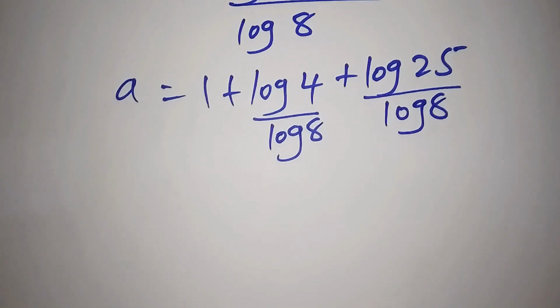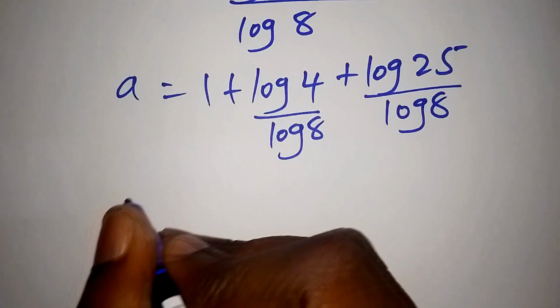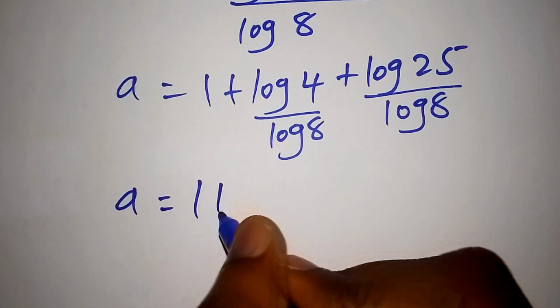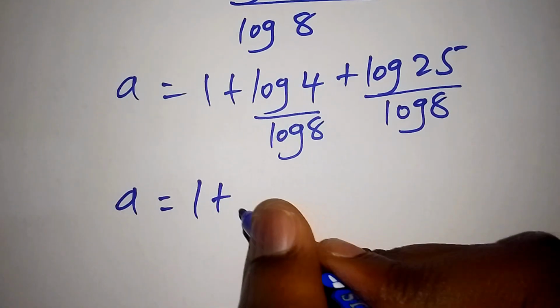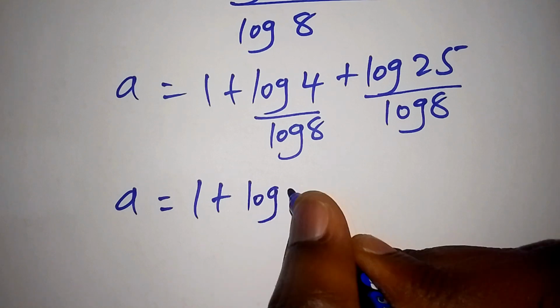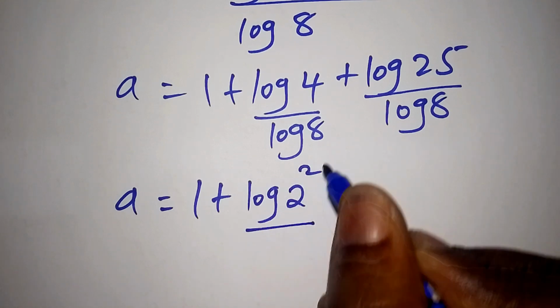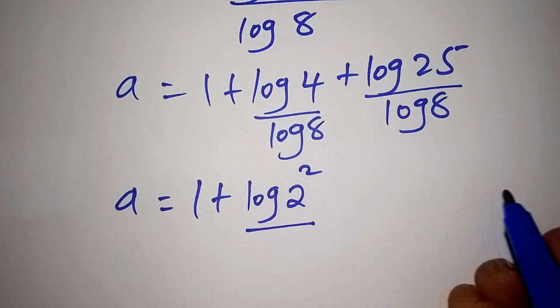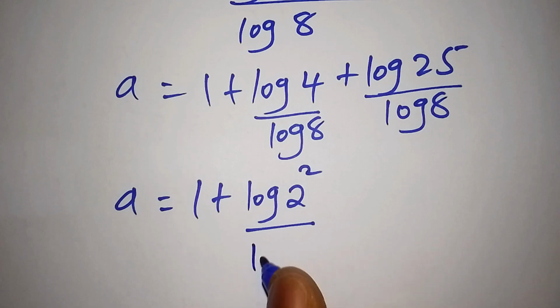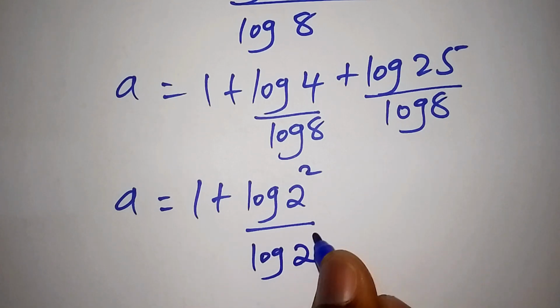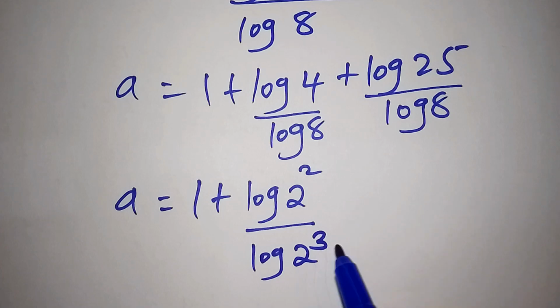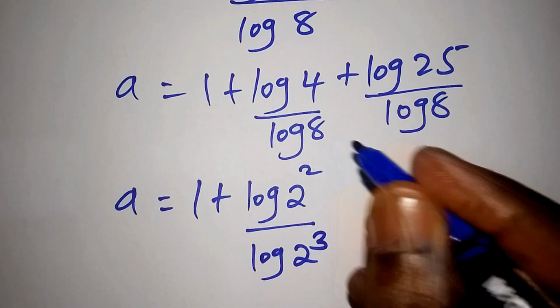Next we shall factorize further by having a is equal to 1 plus. The log of 4 can also be written as the log of 2 to the power of 2. Then the log of 8 can also be written as the log of 2 to the power of 3. So why am I saying that? Because 2 multiplied by 2 multiplied by 2 shall give us 8.